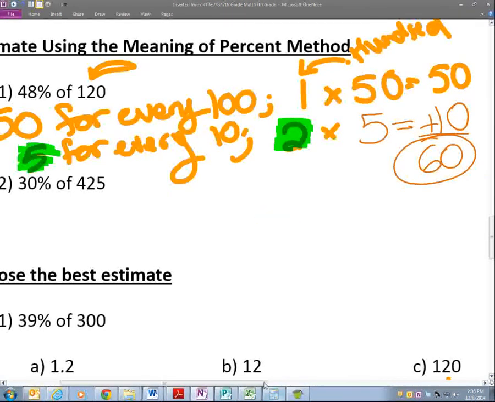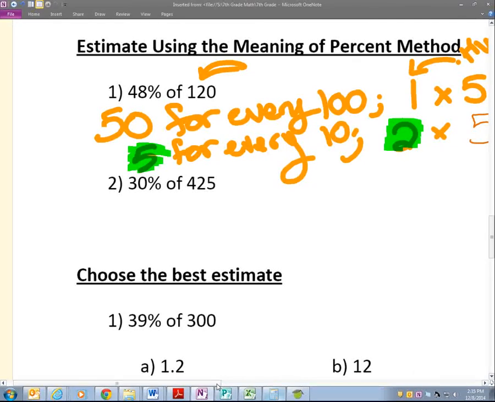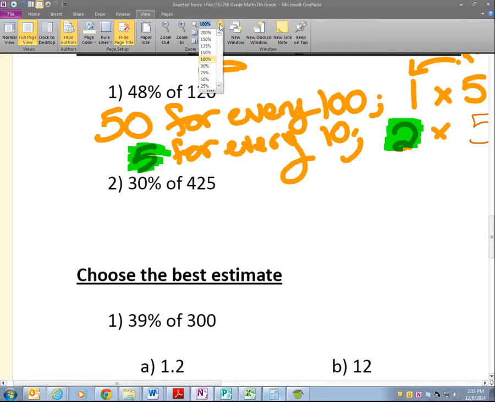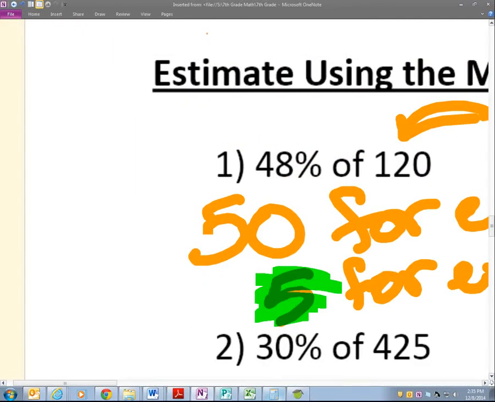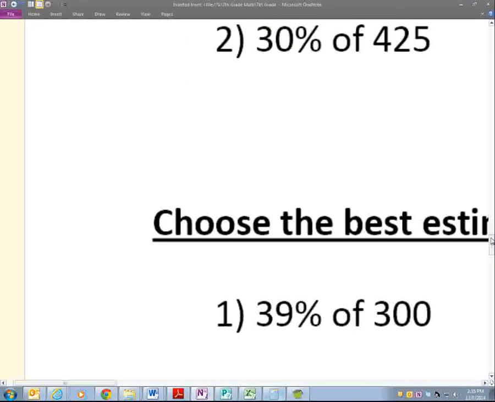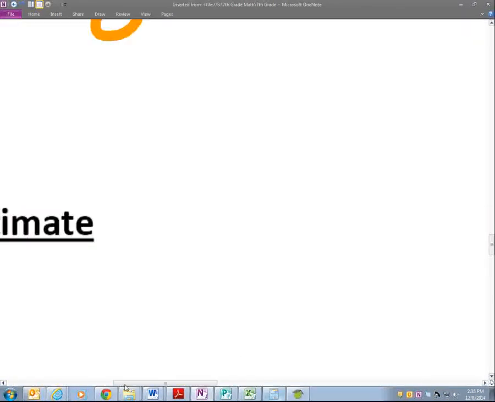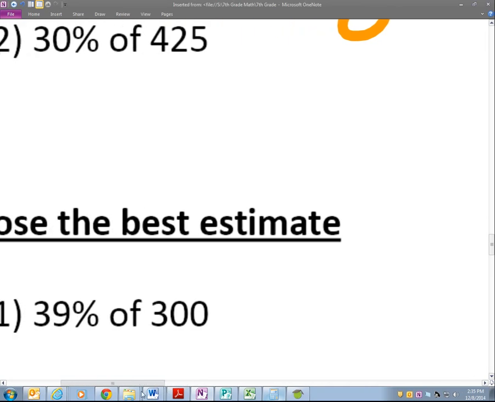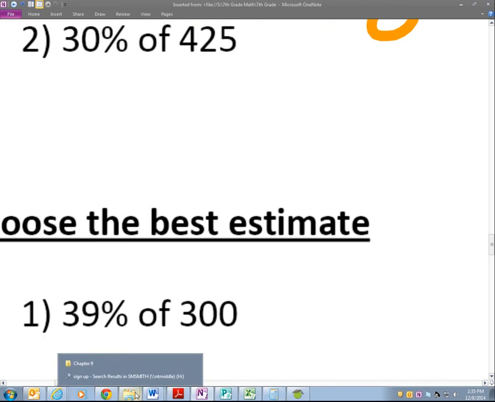All right, let's do una más, one more guided. So we have 30% of 425.